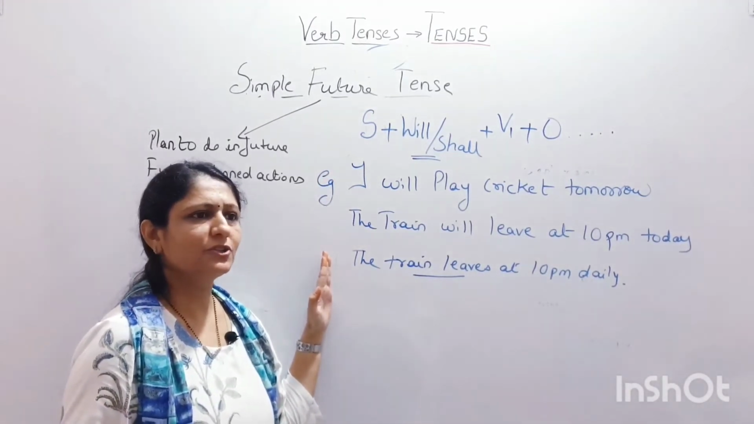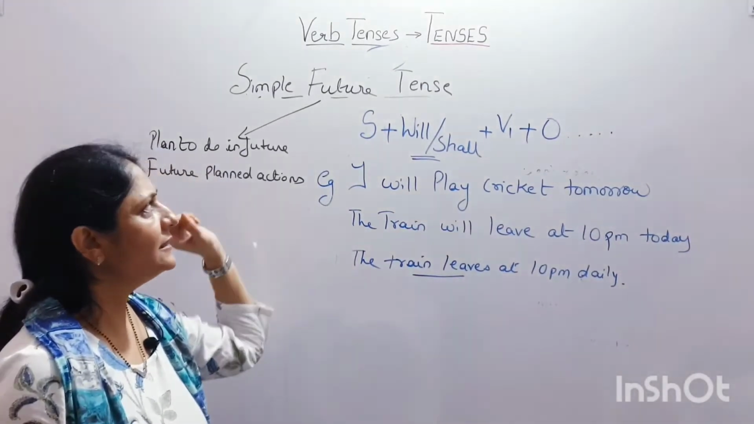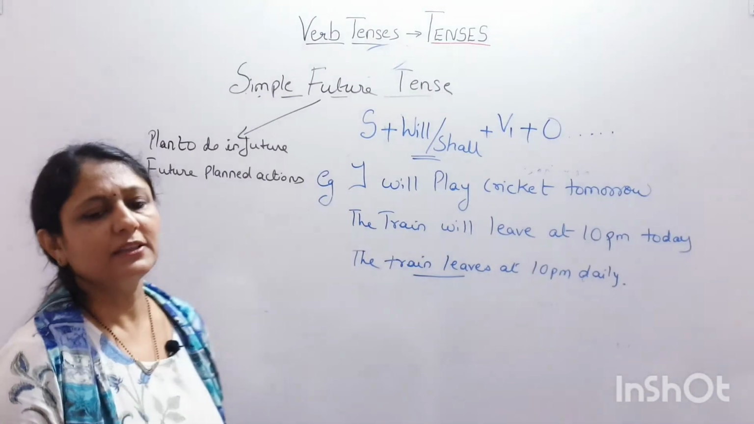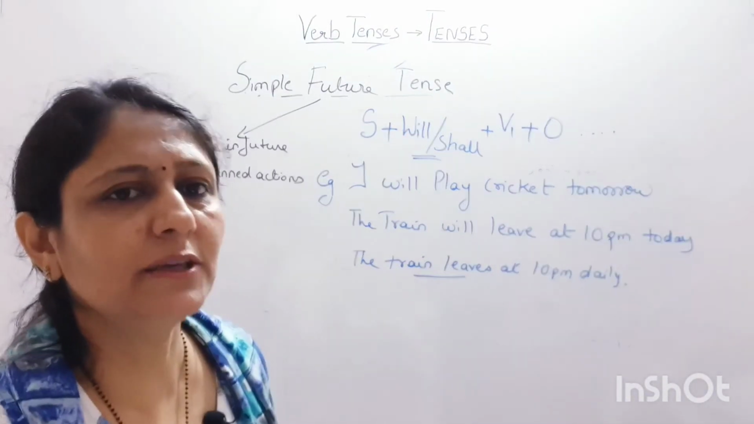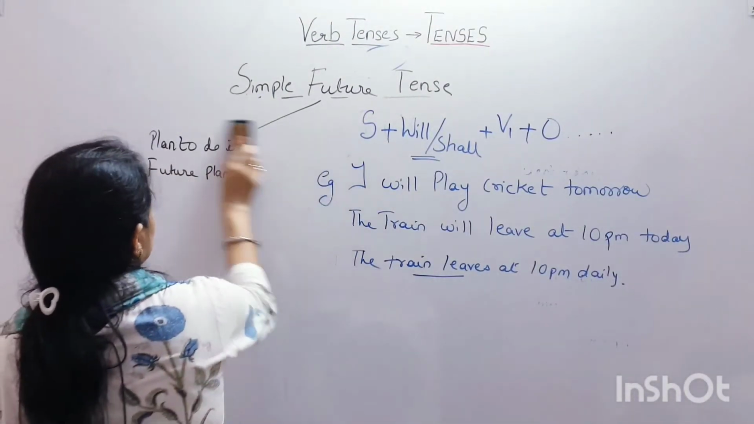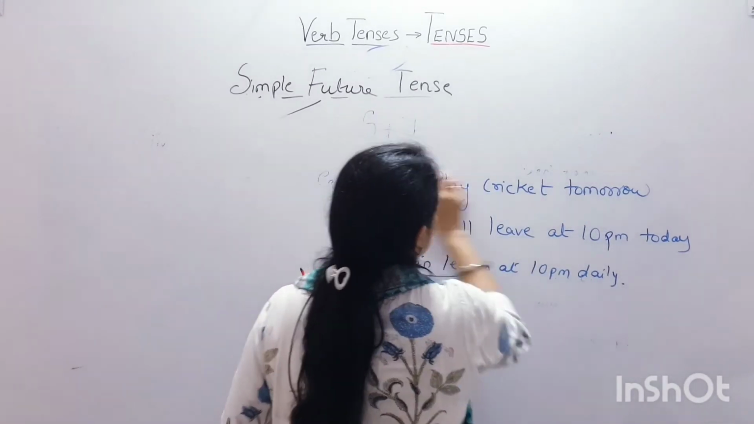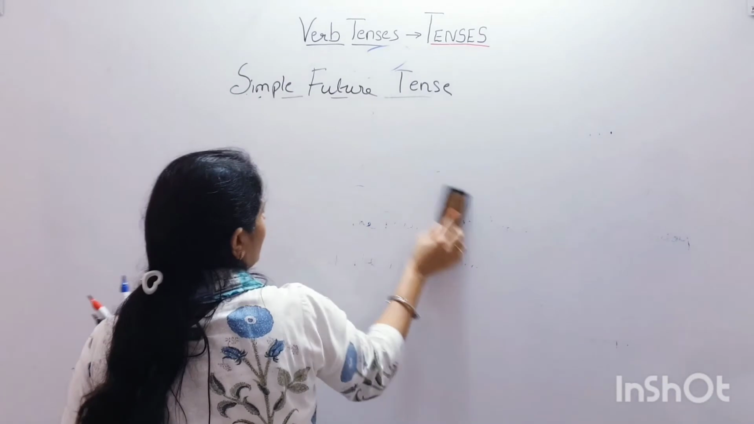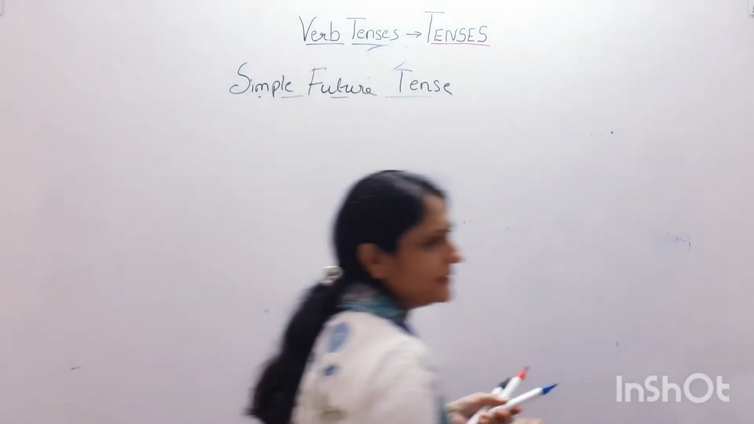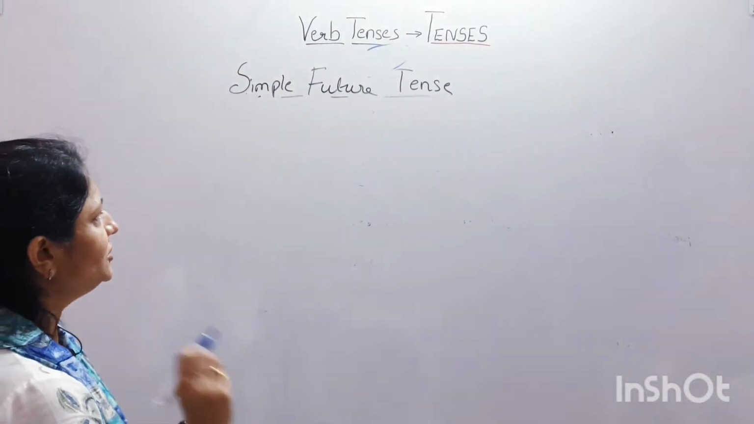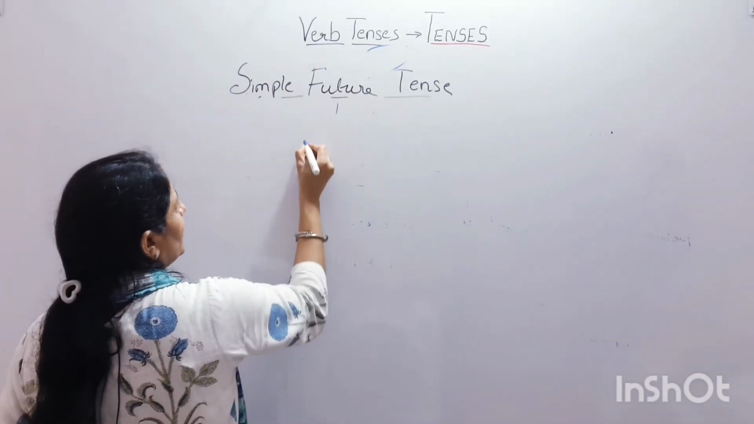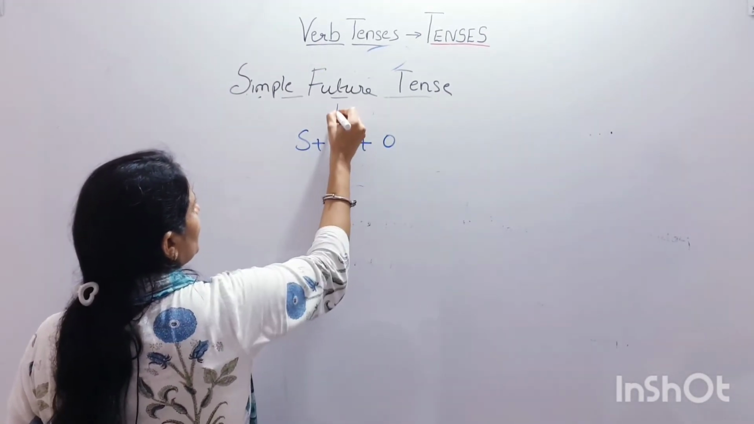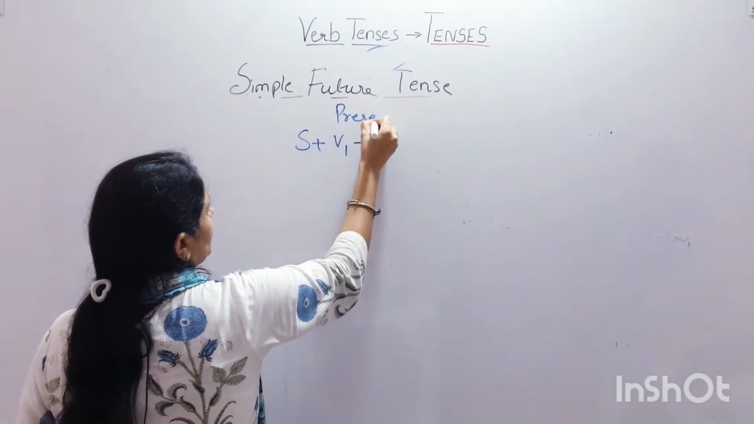Okay children, so we have studied the three simple forms of the tenses today: the simple present, the simple future, and the simple past tense. To summarize all the three tenses, I'll just recollect with the formulas. Subject plus V1 plus object will be used in present tense.